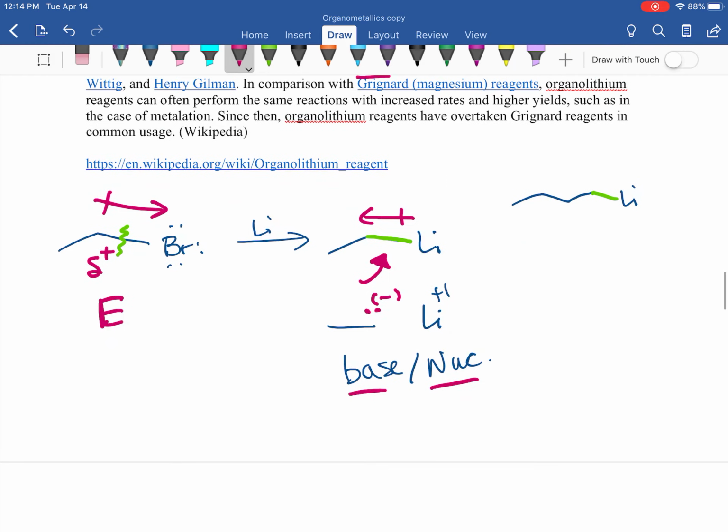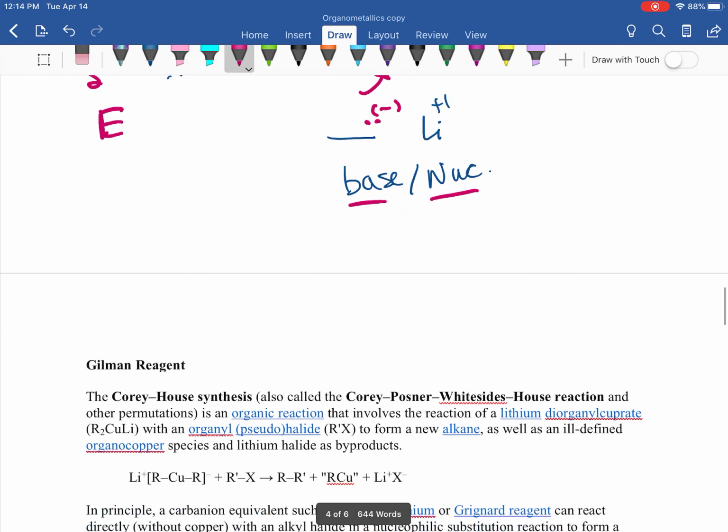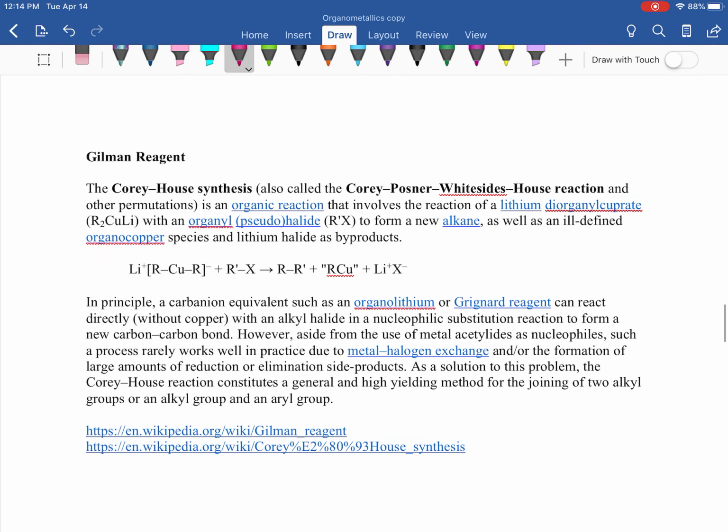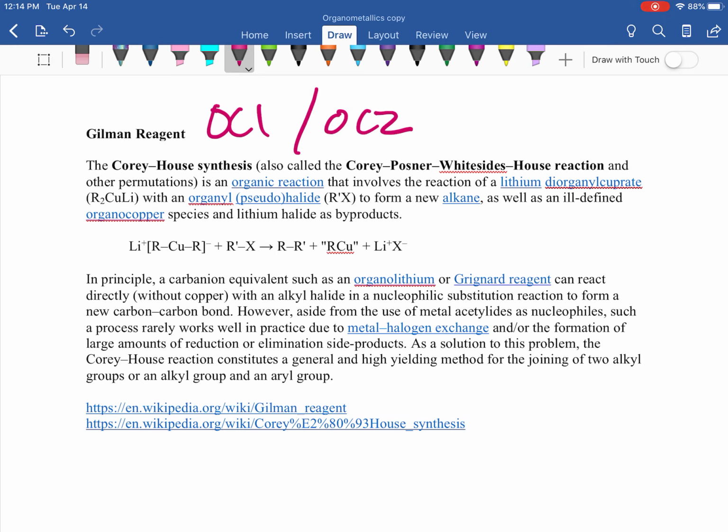And then what came after the lithium-halogen exchange in the 1930s was actually one of my favorite reagents that we are going to use in both OChem 1 and OChem 2. We're going to use the Gilman reagent in two particular instances in both classes. So let's tackle the OChem 1 version. That's our Corey-House reaction. What happens is we take those alkyl lithium compounds, and Gilman actually studied those lithium compounds.